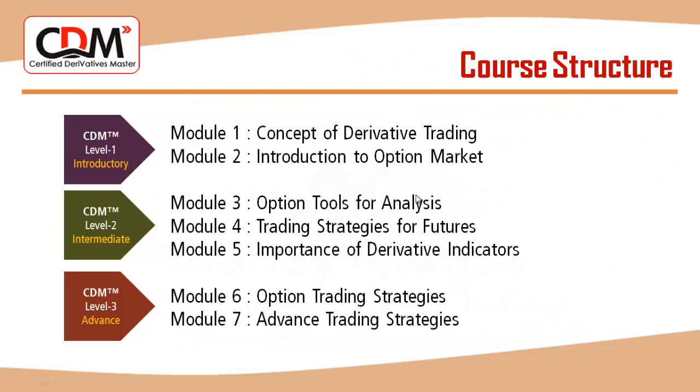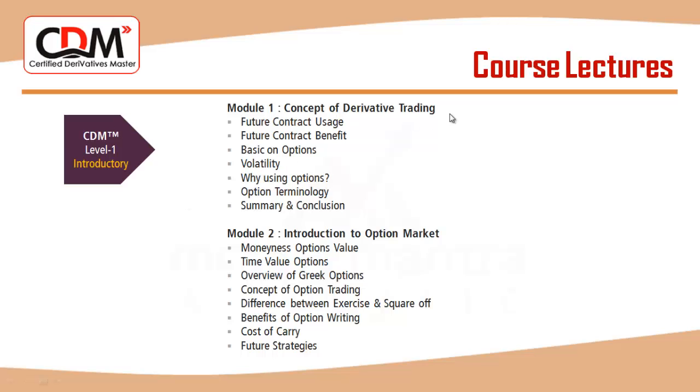The course structure has 3 levels: the introductory level, the intermediate level, and the advanced level. Now this is a detailed understanding of the introductory level. There is the concept of derivative trading, very basic and elemental: future contracts, basics of options, what is volatility, why we should use options, then the option terminologies which we generally face. Then there is a summary and conclusion, and then the second topic, module 2: moneyness in options and time value. These are the important things we are going to cover.